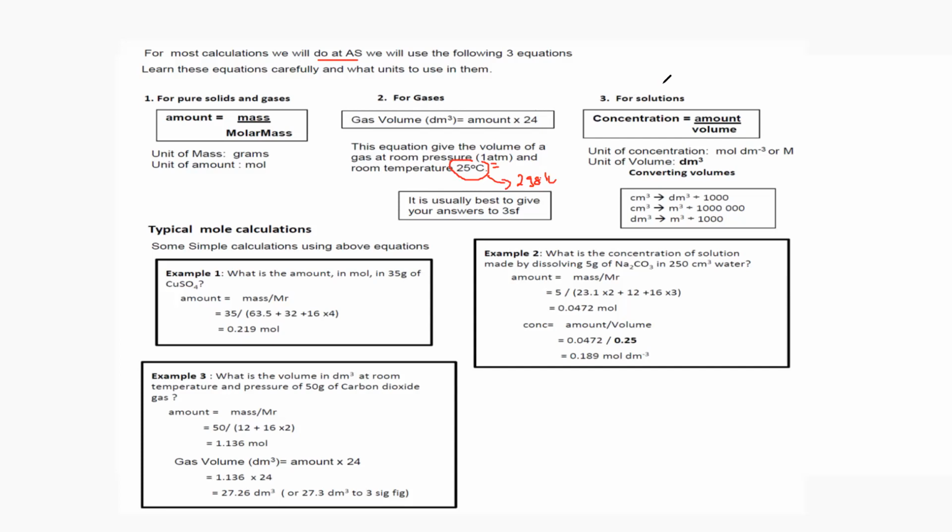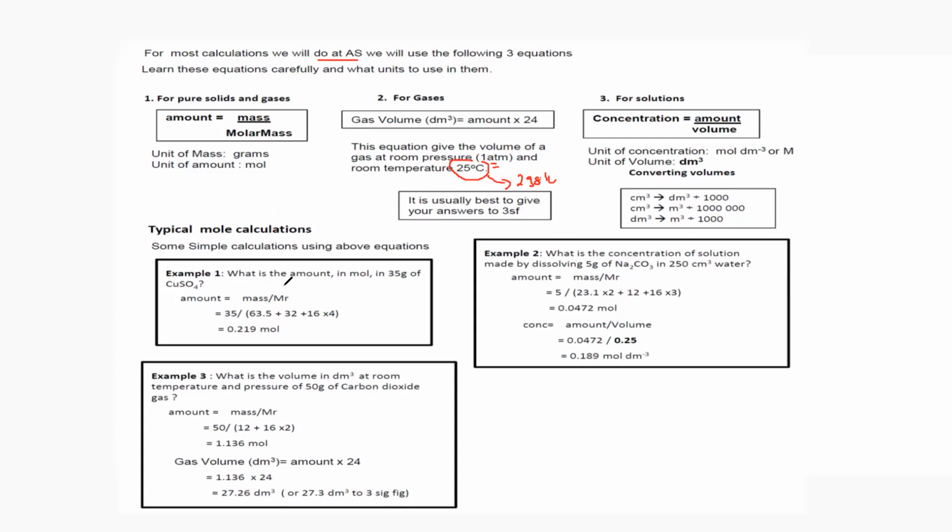And if we are calculating for a solution, then concentration equals amount divided by volume, or moles divided by volume. For the unit conversion, volume should be in dm cube. To convert cm cube into dm cube, we divide by 1000. To convert cm cube into meter cube, we divide by 1 million. And dm cube to meter cube, again we divide by 1000. So simple questions are there, some simple calculations using the above equations.